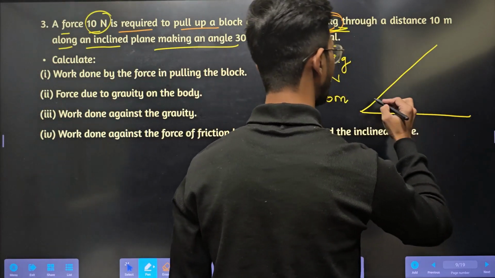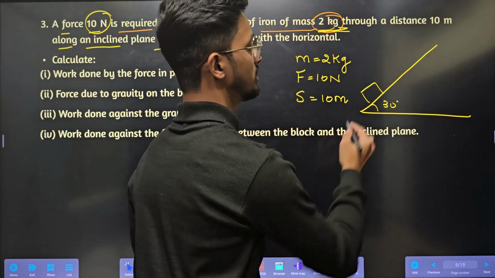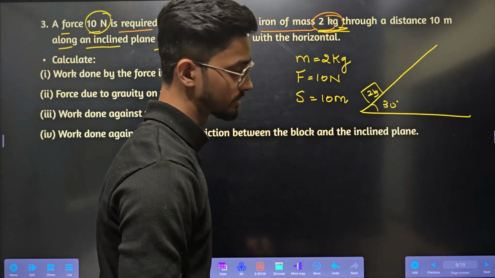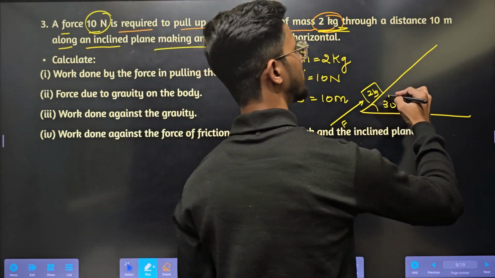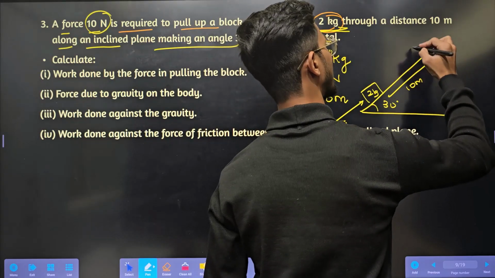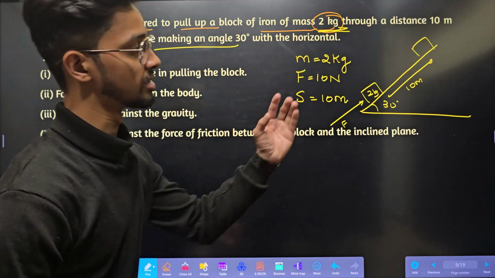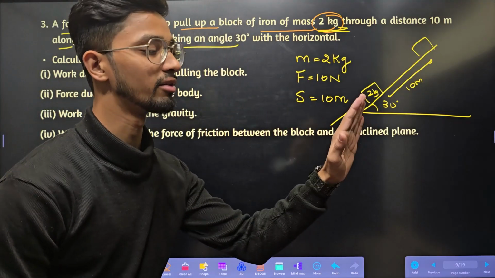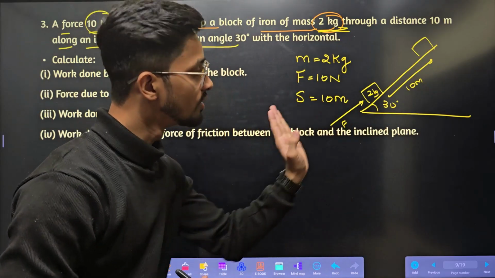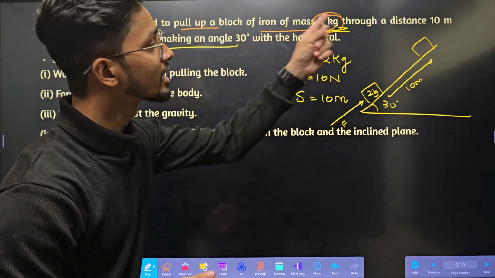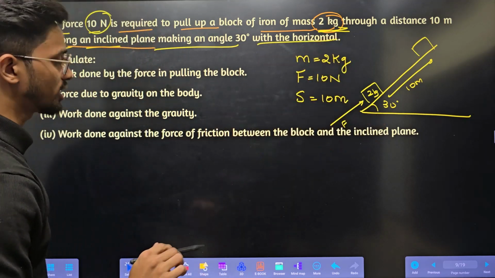There is an inclined plane here like this, at an angle of 30 degree. This is of mass 2 kg. And you are applying a force here, F. And it is getting displaced here 10 meter like this. This is the actual question. There is a body of mass 2 kg at an angle of 30 degree inclination. We are applying a force of 10 Newton here, which is getting displaced by 10 meter on an inclined plane with the horizontal. Okay, done.